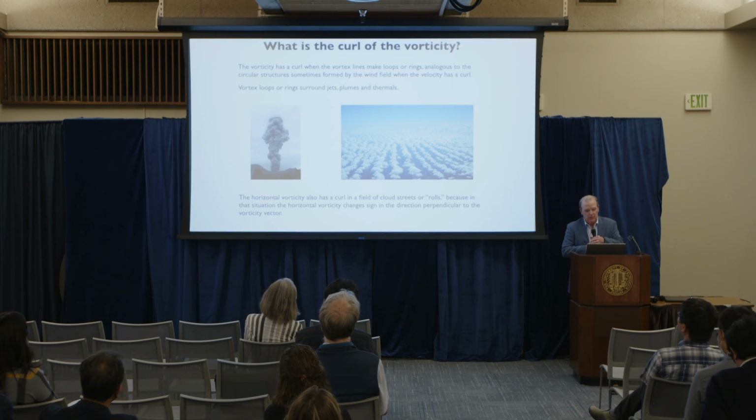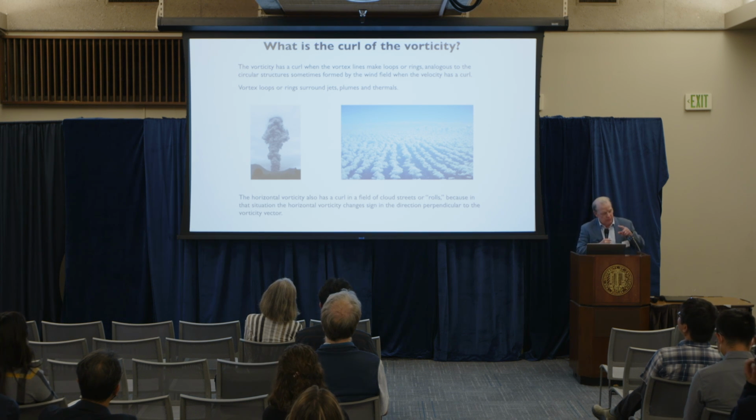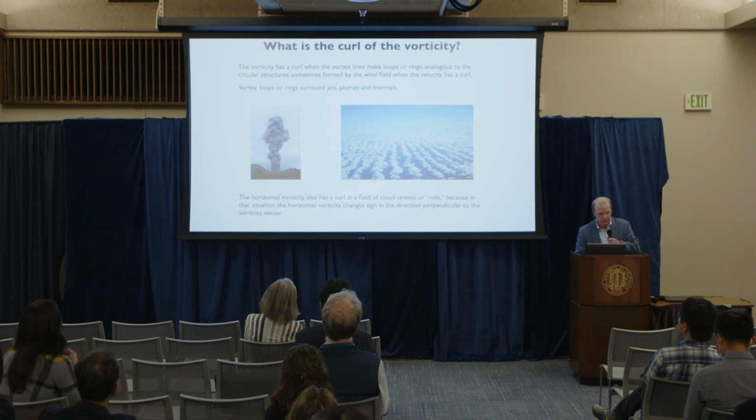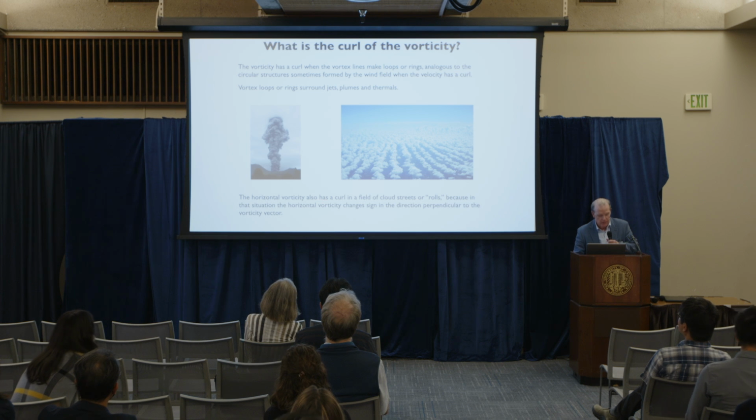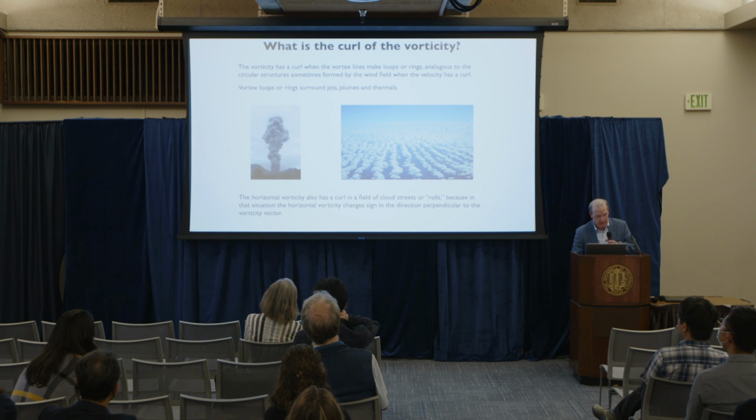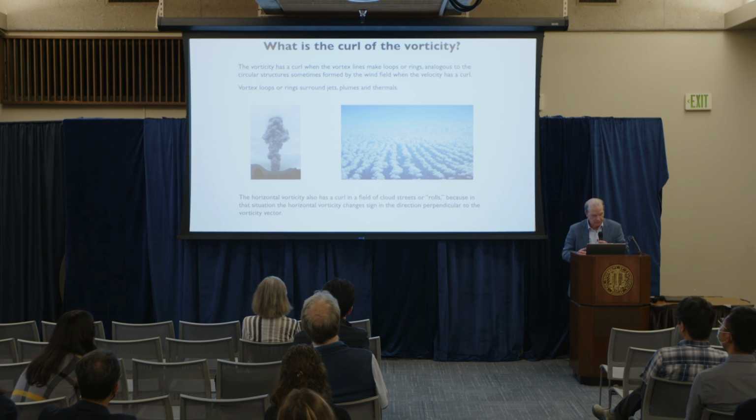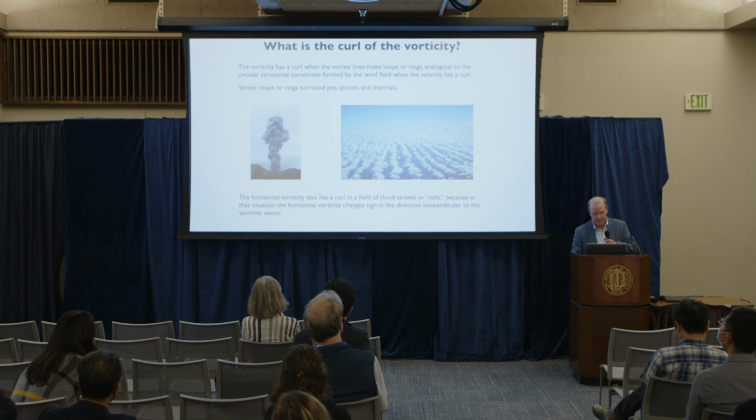So what is the curl of the vorticity? The vorticity has a curl when the vortex lines, which you can try to picture, make loops or rings. So for example, with this plume, like the cumulus cloud I showed earlier, there's rising motion here and sinking motion that you can't actually see around the outside. So there's horizontal vorticity, and it's making a sort of a loop around the cylindrical plume, like a smoke ring. There's a curl, okay?